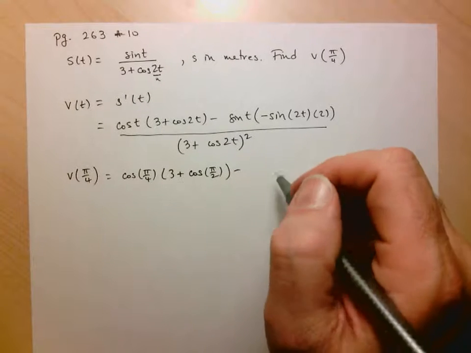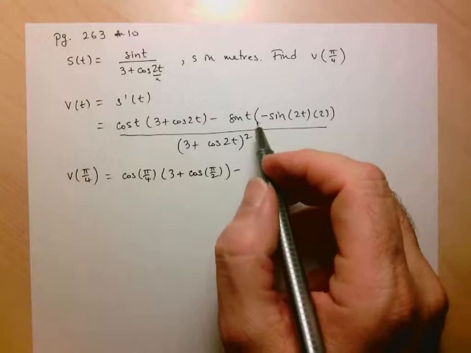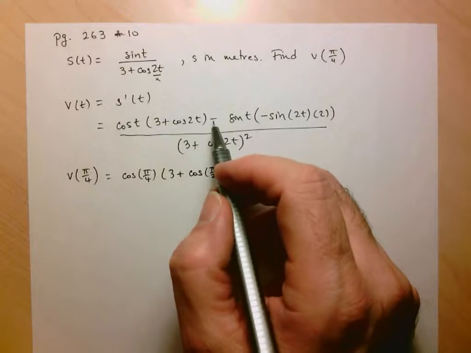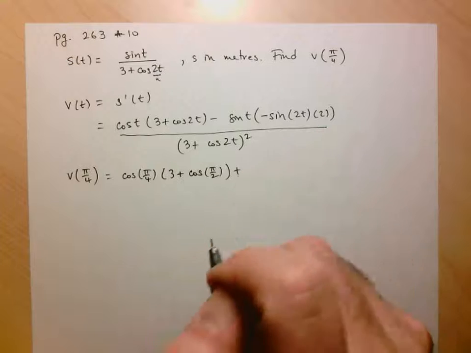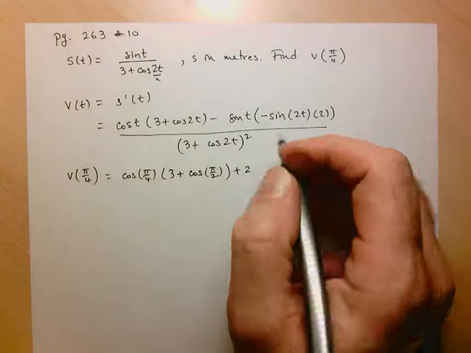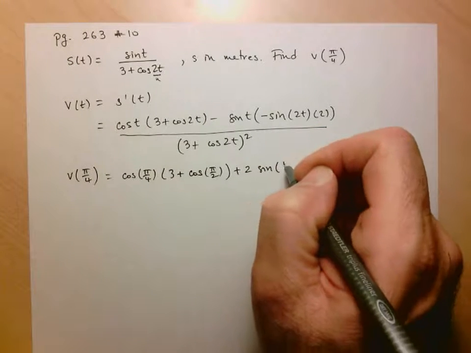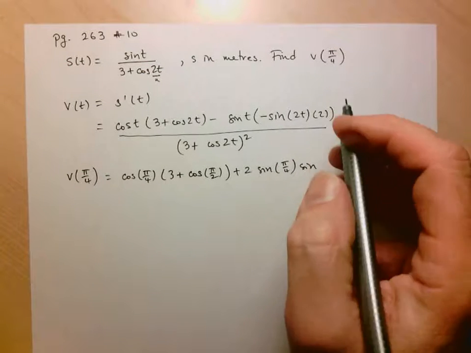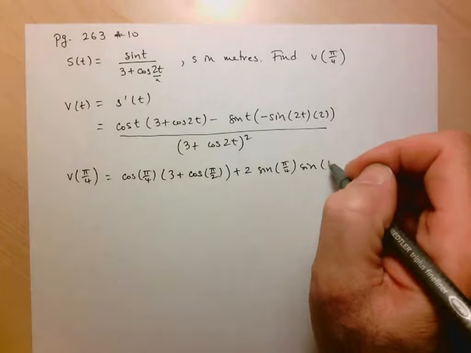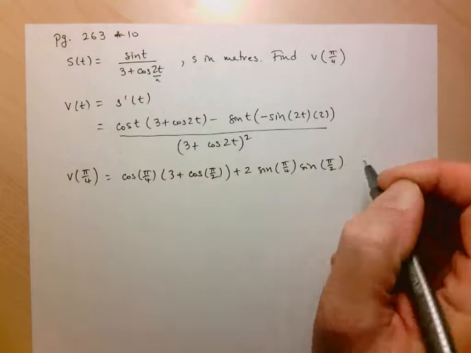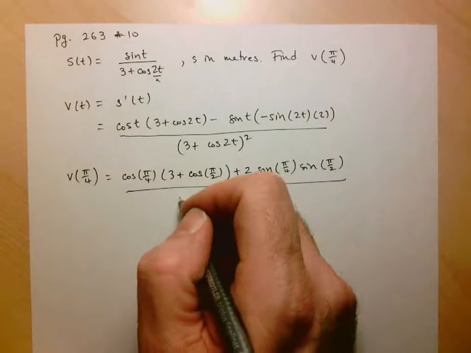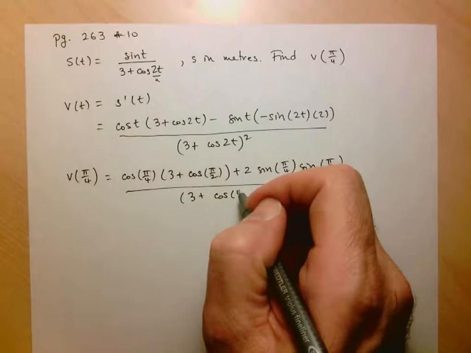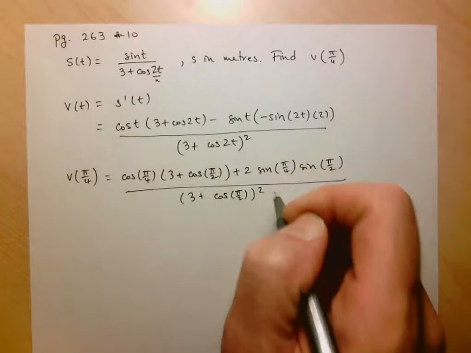Minus, I guess here we can simplify a little. I'll bring the 2 to the outside, and I'm subtracting a negative, so that just becomes plus 2 times sine of pi over 4, and then times sine of 2 times pi over 4, which again is just pi over 2. And then all that is going to be over 3 plus cos of 2 times pi over 4, which is again pi over 2, all squared.